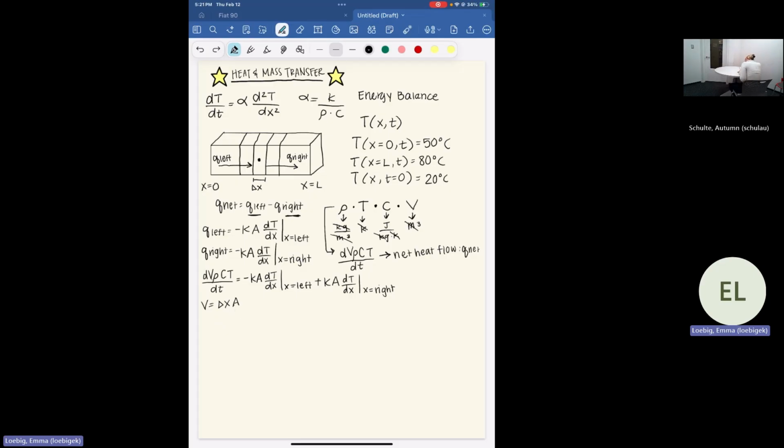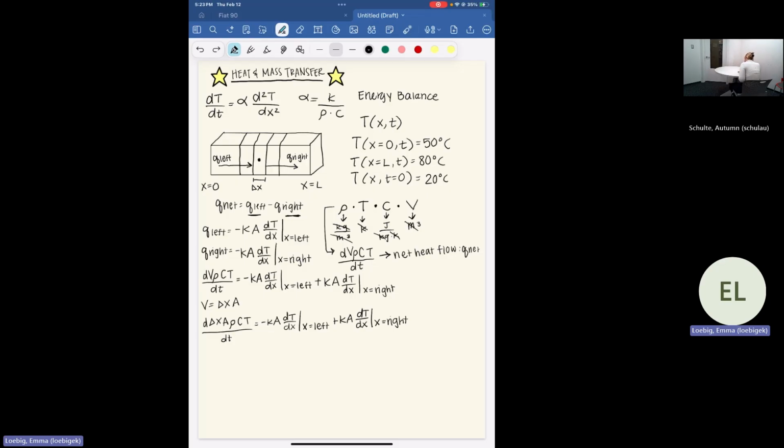Substituting this in, we'll get the derivative of delta x, A, our density rho, our heat capacity, and our temperature with respect to time is equal to our negative thermal conductivity multiplied by our area multiplied by our change in temperature with respect to position evaluated at x from the left, plus our thermal conductivity multiplied by area multiplied by our change in temperature with respect to position evaluated at x from the right.